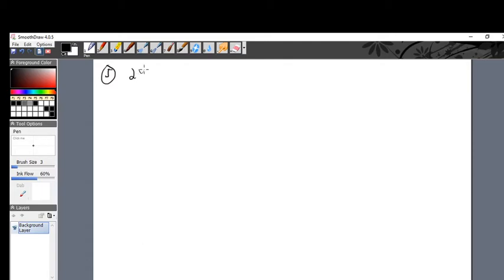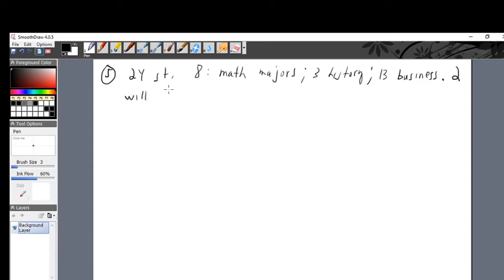There are 24 students involved in this problem. 8 are math majors. Okay, 3 history majors. 13 business majors, right? 13, 3, and 8 is 24. Fine. Now, there's more to this narrative here. We've got to keep following this. 2 will be selected. 2 out of these 24 will be selected.